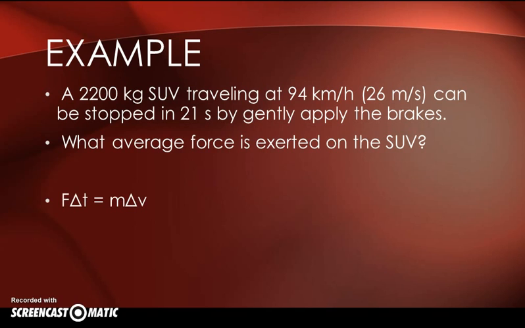Okay, we have F delta T, and we have M delta V. Some students like to refer to it as FAT and MAV. So F delta T, that's our impulse. We could find that if we wanted to, because we have M delta V. I gave you a mass, I gave you a velocity, but I also gave you a time. So what I want you to do is plug those things in so that you can find the force. We're looking for F. So 21, that was our time. 2,200, that was our mass. And 26 was our velocity.